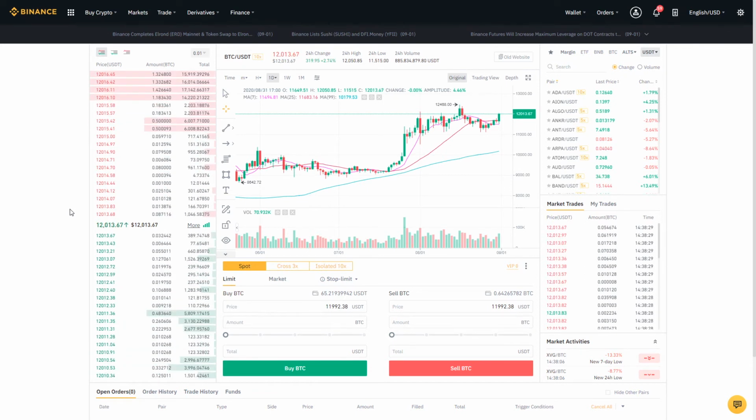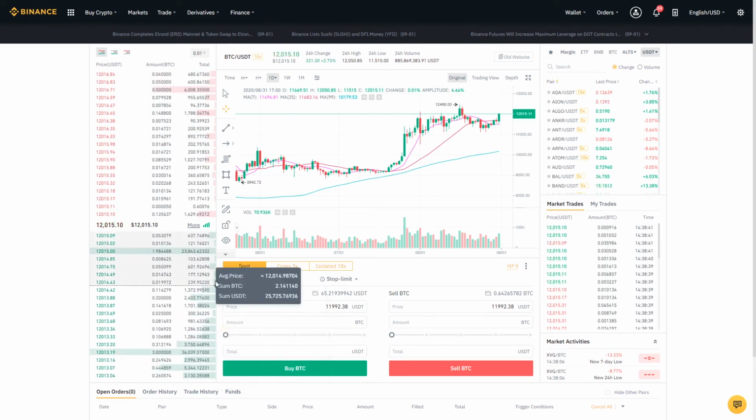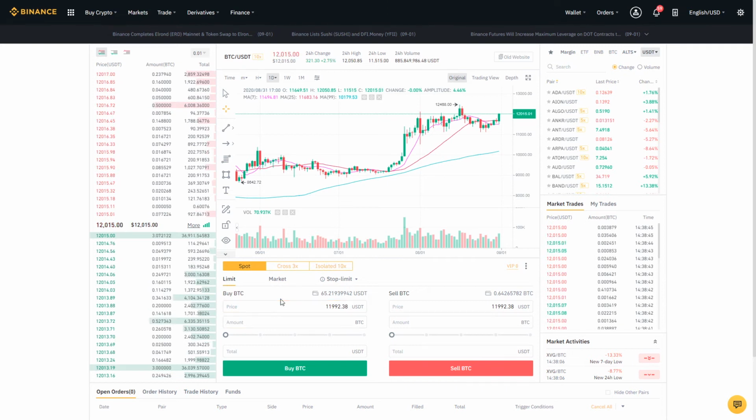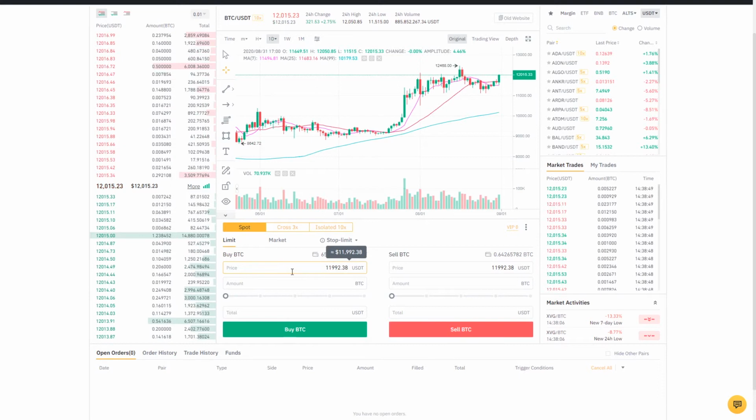Okay, so getting back to the exchange now, how do we execute a trade? We can see here at the bottom, there's this limit, market, and stop limit sections so that we could place these different types of orders. If you wanted to place a limit order, all you'd have to do is enter the price and the amount that you wanted to execute on the order book, and then you could submit these orders either to buy Bitcoin or sell Bitcoin.